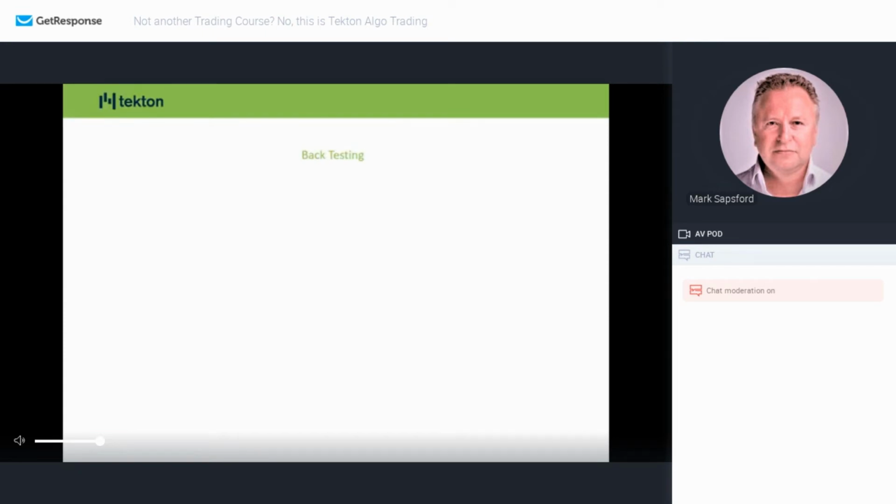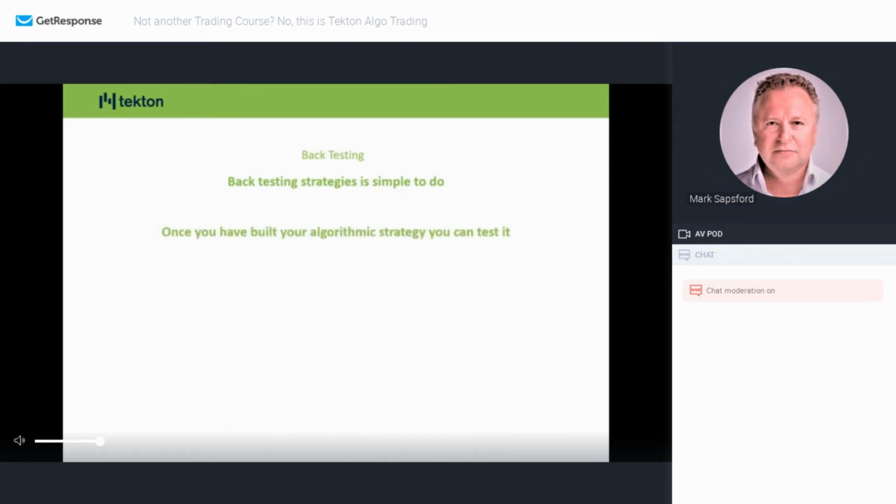Backtesting. Many types of backtesting out there. Backtesting engines I've seen can sometimes take 3, 4, 5 hours to trade just one day's worth of trades, and it really just takes so long to do. Backtesting with Tekton could never be easier. It is really simple to do and lightning quick.